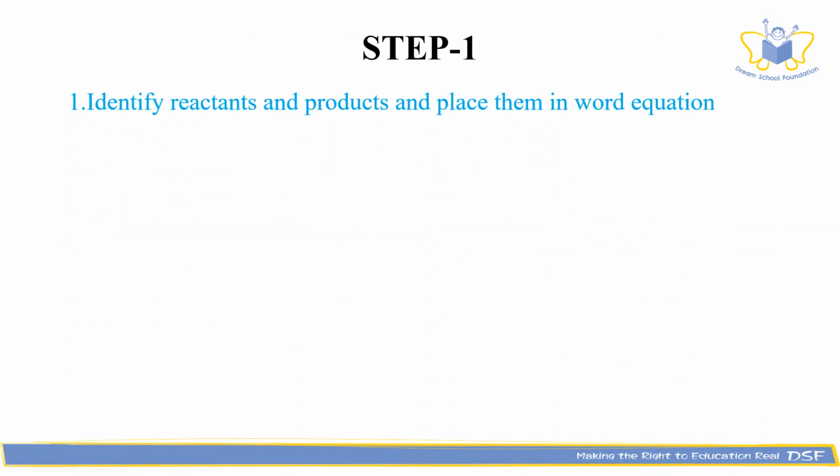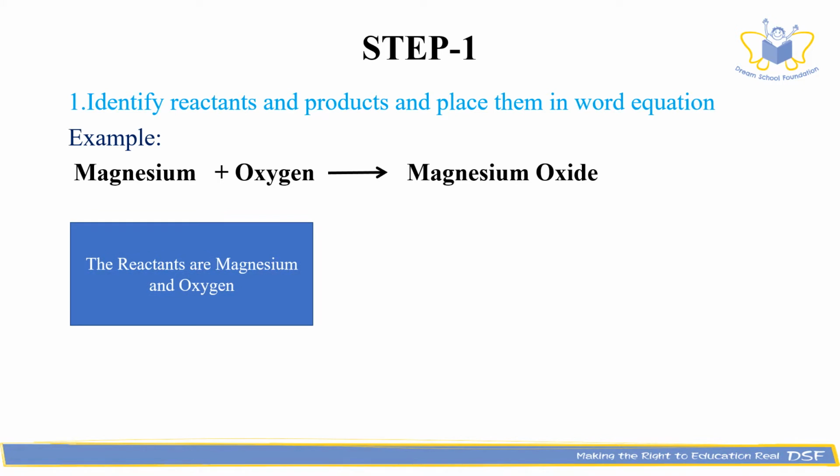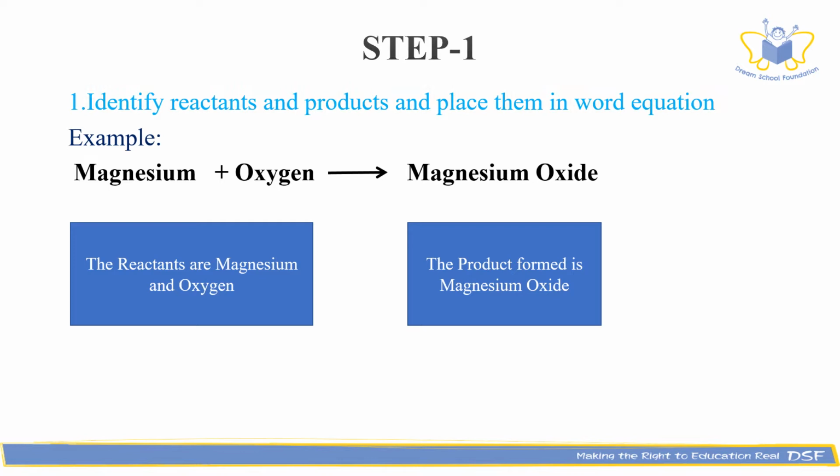Step 1. Identify reactants and products and place them in word equation. Example: magnesium plus oxygen gives magnesium oxide. The reactants are magnesium and oxygen, and the product formed is magnesium oxide.